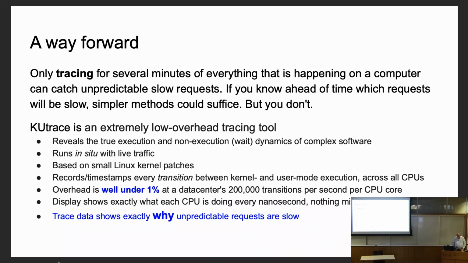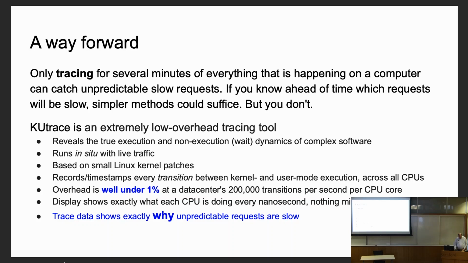And the current version, the overhead is 0.25%. If you're getting 200,000 events per second, 200,000 transitions between user mode and kernel mode per core. So if you're running a 32-core machine, you're getting 32 times 200,000 events per second, but the total overhead is still 0.25%. So it's like 30 times faster than F-trace. You cannot use F-trace in a real live data center environment because it slows everything down.